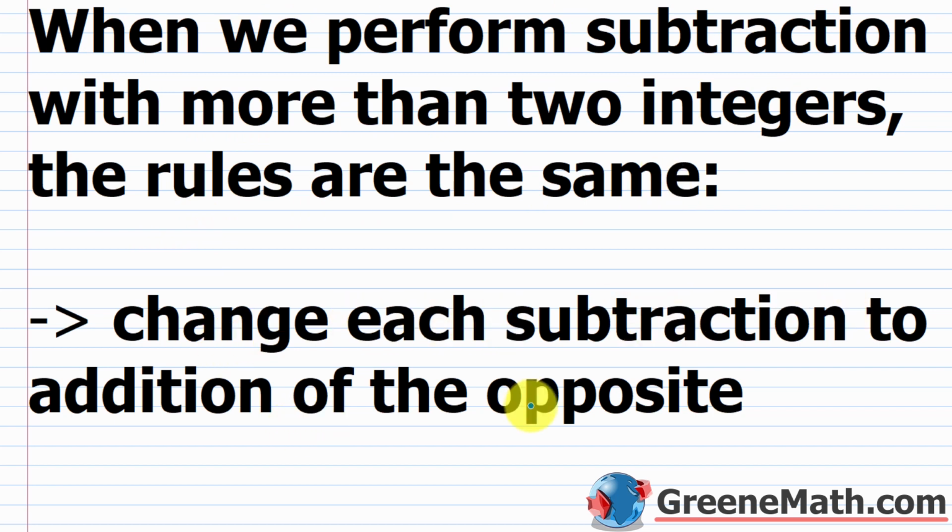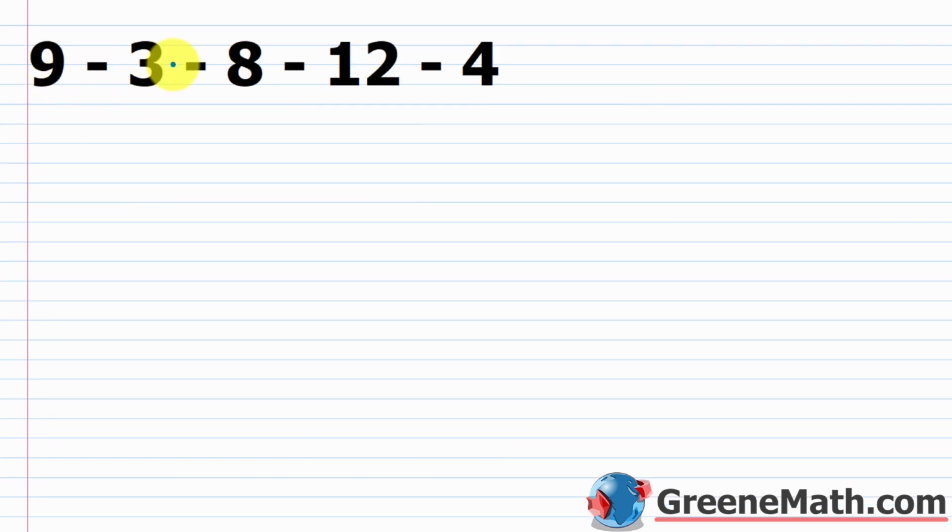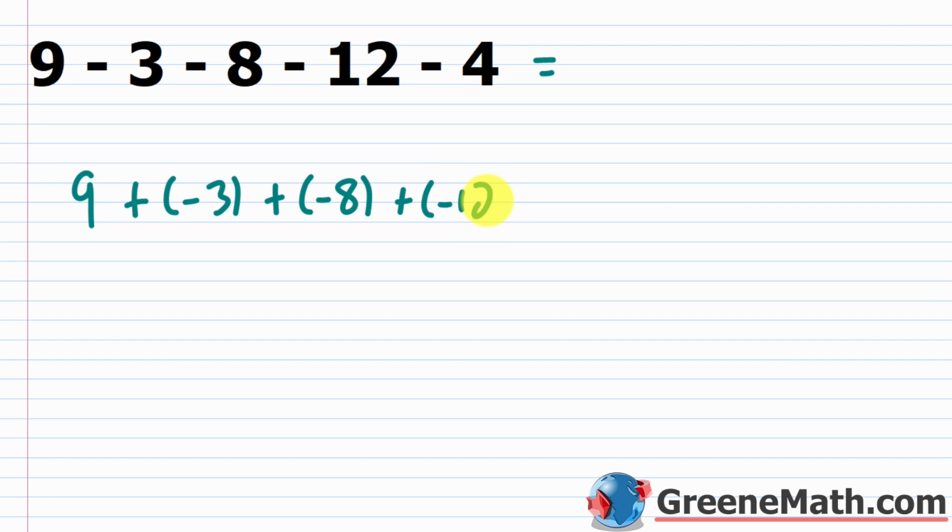This is going to help you a lot because remember, addition is commutative, so you can add in any order that you'd like. So here we have 9 minus 3, minus 8, minus 12, minus 4. So let me go equals 9, the leftmost number, not going to mess with that. So I'm just going to copy that. And then everything else, you're going to go plus negative. So this will be plus -3, and then plus -8, and then plus -12, and then plus -4.